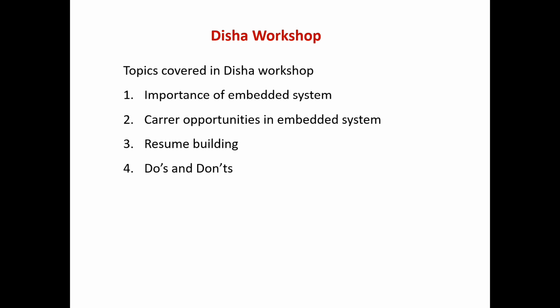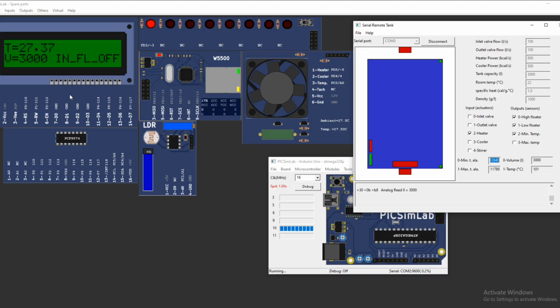Now over to Sourabh. I2C LCD. In this LCD, here is the temperature, here is the volume, which is 3000. Here is the inlet and outlet. Whenever the inlet and outlet turn on and off, this is the LDR, this is the Ethernet shield, these are the LEDs, this is the cooler system, this is the Arduino Uno, and this is the serial remote tank.